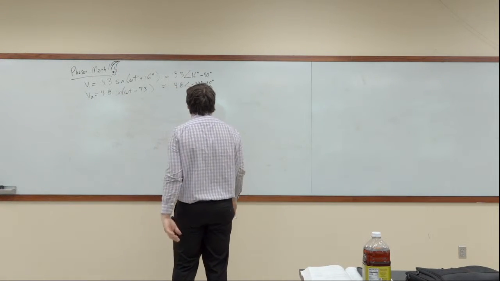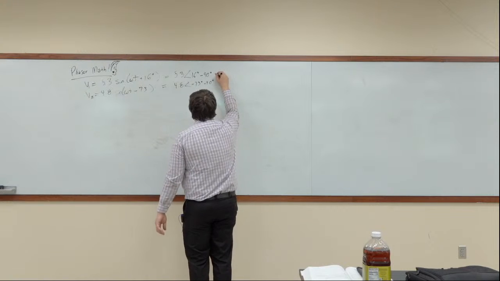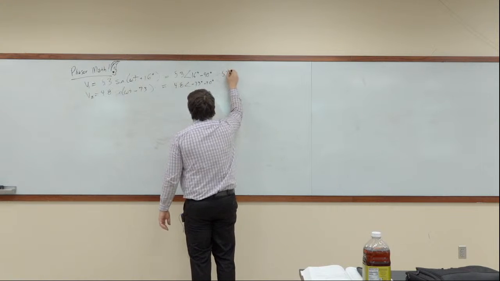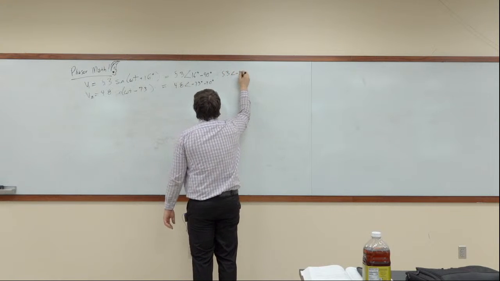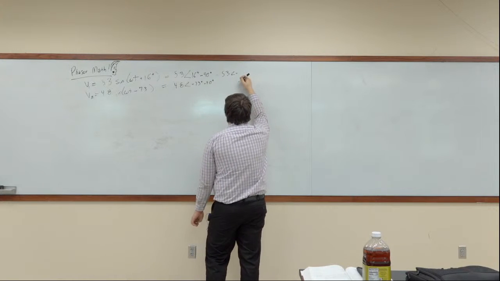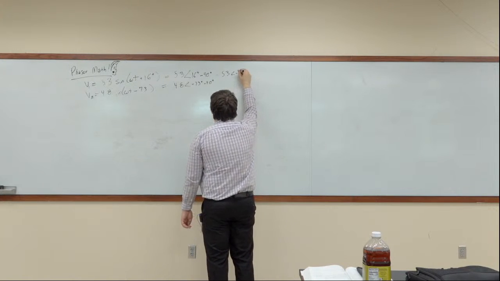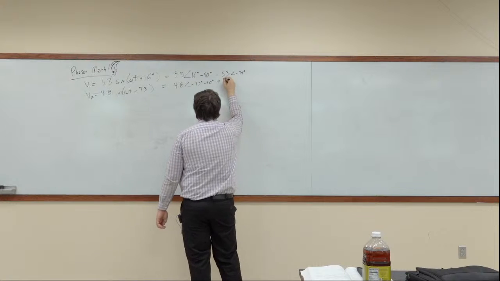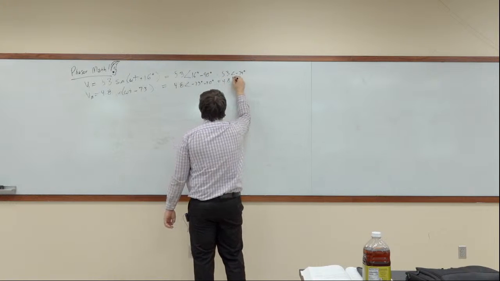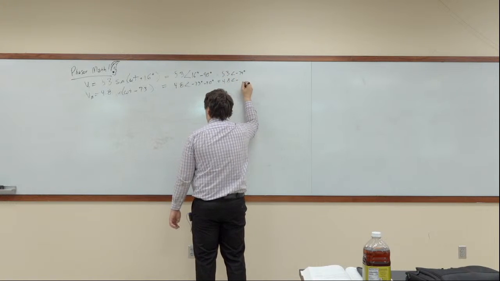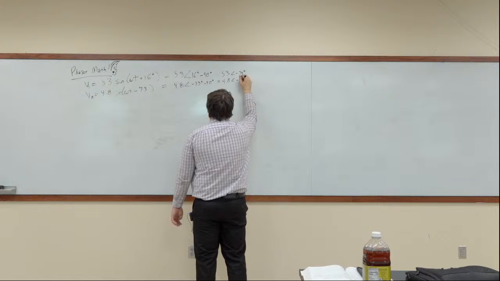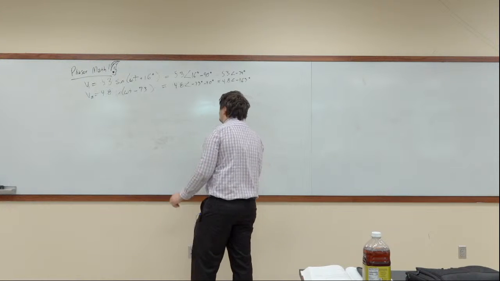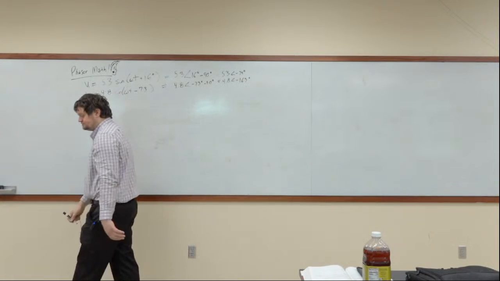In any case, just rewriting this. V1 is 5.3, angle negative 74 degrees, and V2 is 4.8, angle negative 163 degrees. Okay, that's fun.